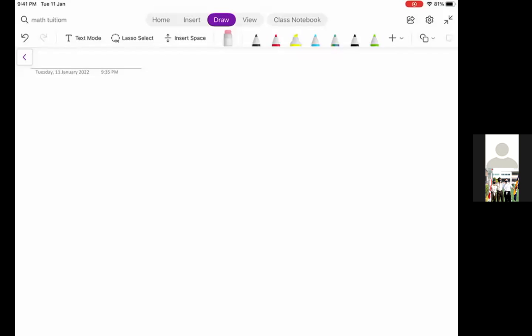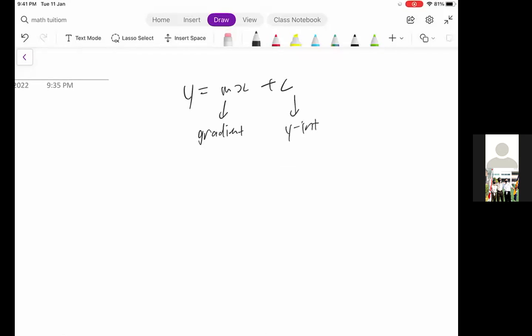All right, so I'll just quickly run through the basics of graphical solutions and graph sketching. So in general, we have this equation, y equals to mx plus c, where y and x are our variables, and m is our gradient, and c is our y-intercept.